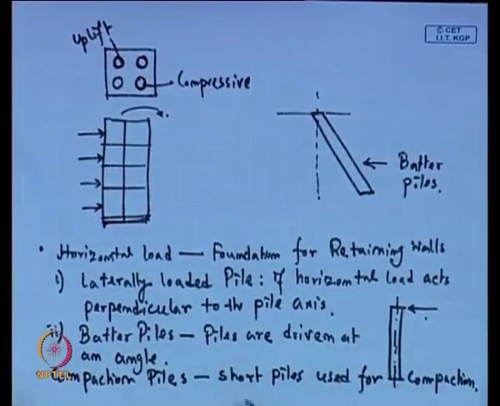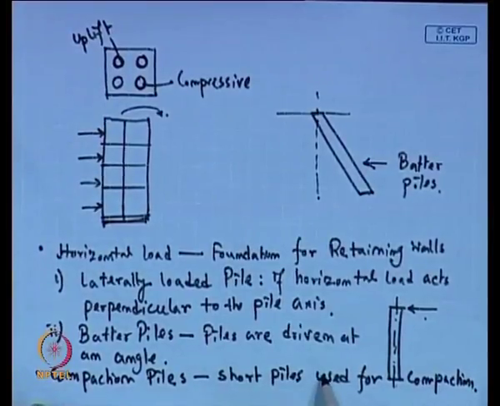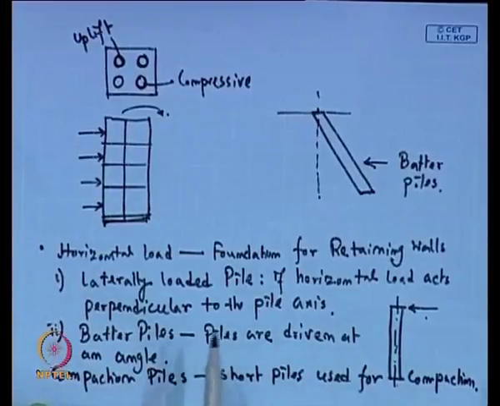So, sometimes for compacting the soil, basically the sandy soil, we can use short piles. These types of piles are the compaction piles. Now, the different loading conditions: the uplift load is used for tall structures or chimney structures, and the compressive load is common for any type of structure.